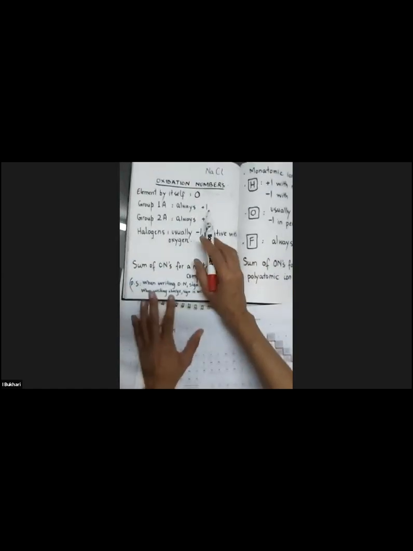Group 1A, the first group. This is always +1. When I write the word always, it means no exception. Group 2A is always +2. Halogens are usually -1. Why did I write usually? Because not always. There are exceptions.